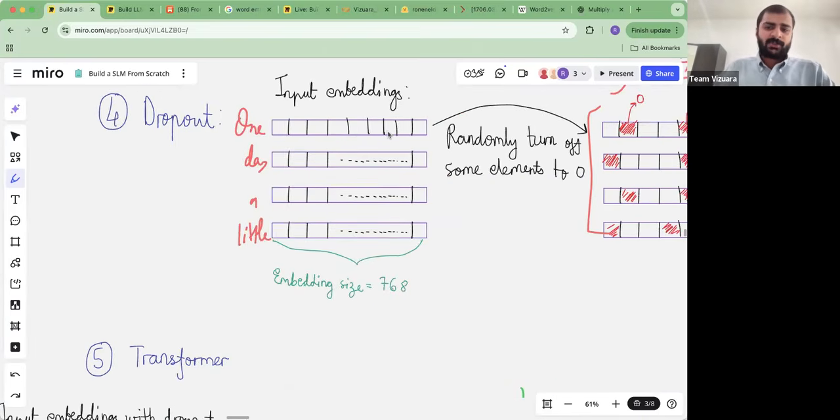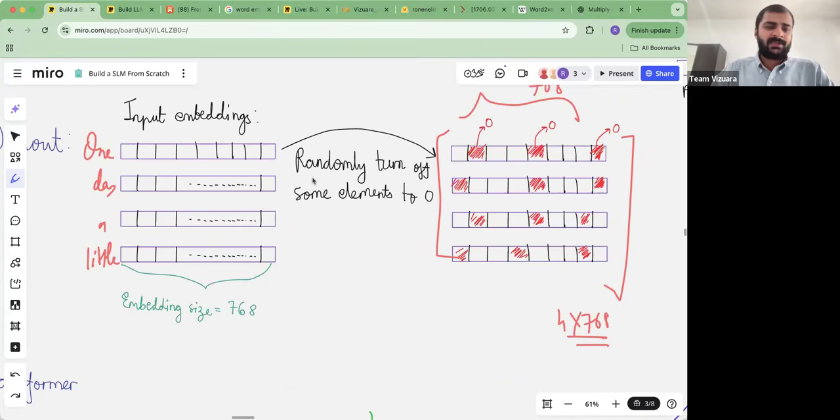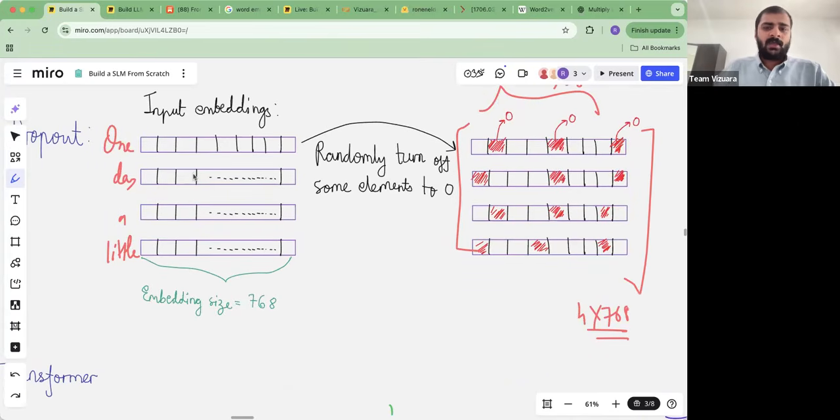Okay, good. Now, if we visualize this matrix, this is the matrix which enters the processor block. Before entering the processor block, there is one more step, which is called dropout. Dropout essentially means that we have 4 multiplied by 768 parameters, and you randomly turn off some elements to 0. This is a concept which comes from traditional machine learning, and it helps the generalization performance. By generalization, I mean when we test our model on the validation set, it should generally give good results.